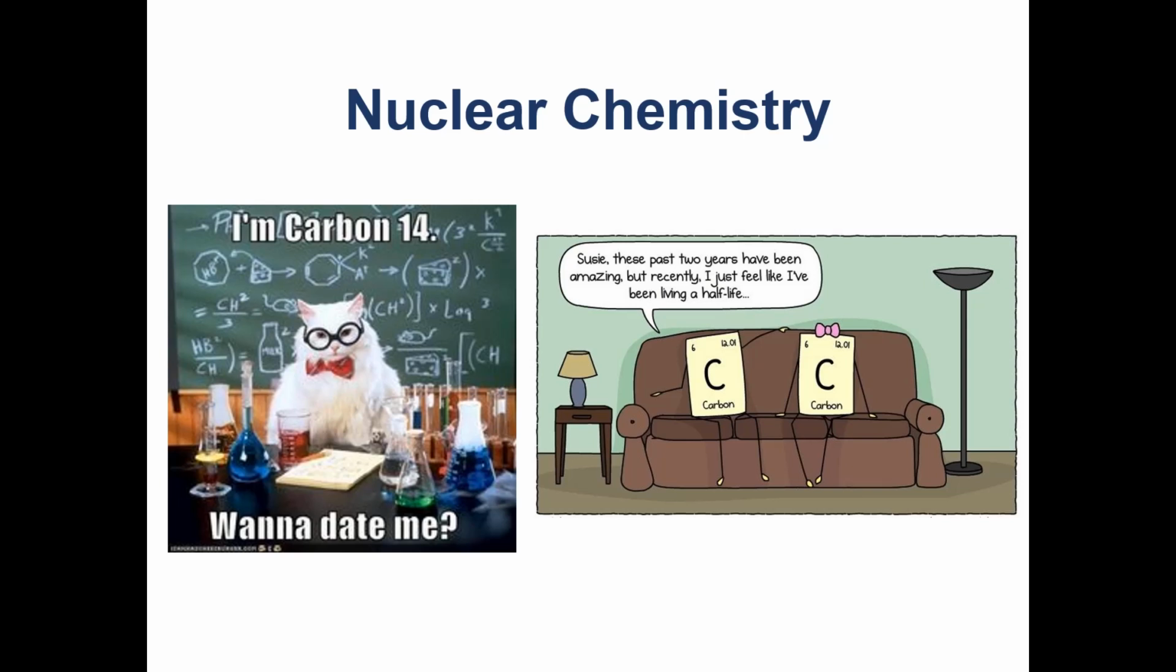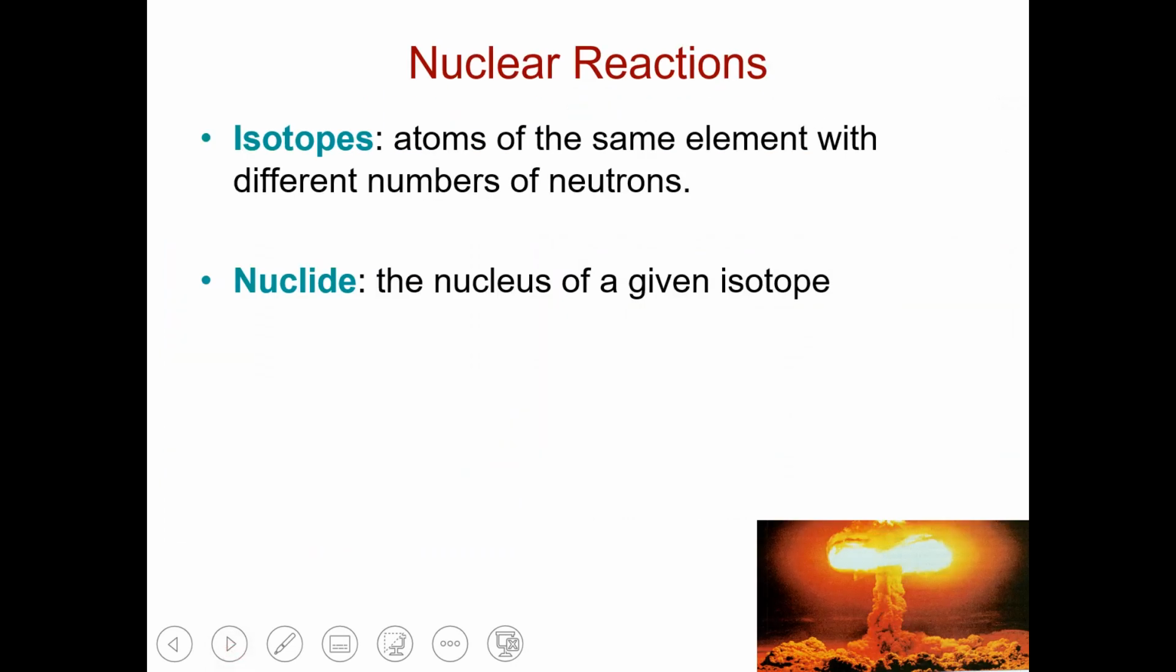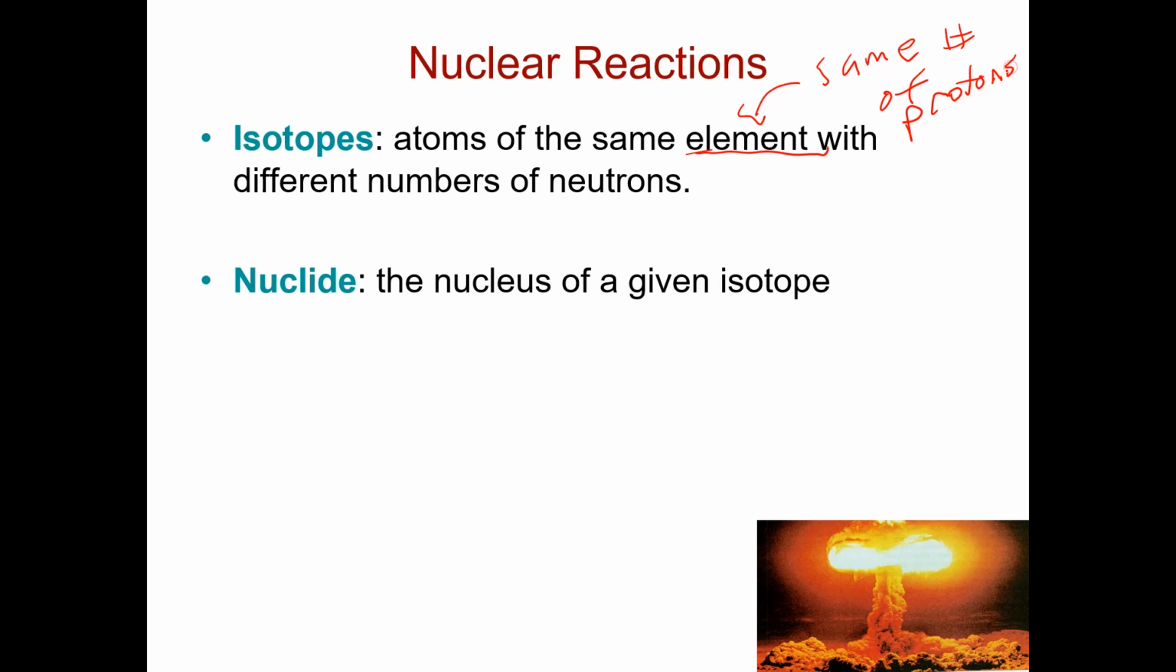In this video, we're going to talk about nuclear chemistry. So a couple of terms related to nuclear chemistry. If you think way back to the very beginning of the semester, we talked about isotopes. Isotopes are atoms of the same element that have a different number of neutrons. Remember, if they're the same element, they have to have the same number of protons, because the number of protons is the identity of the element. But when we have isotopes, they have a different number of neutrons.